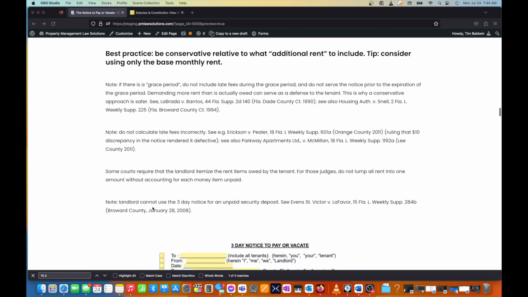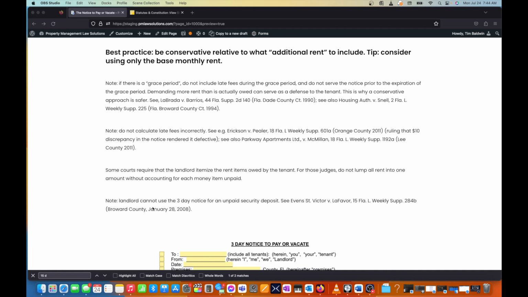As a general rule, it's actually a better practice to be conservative as it relates to additional rent rather than just throwing in everything that we possibly can in the notice. We would be more conservative and just include things that are absolutely certain to be rent and be certain that the 3-day notice is going to be legally sufficient to succeed on the eviction. If you ever have any questions about whether an item is additional rent or not, you need to consult with your broker or your supervising manager and go over that information to ensure that the notice is correct.